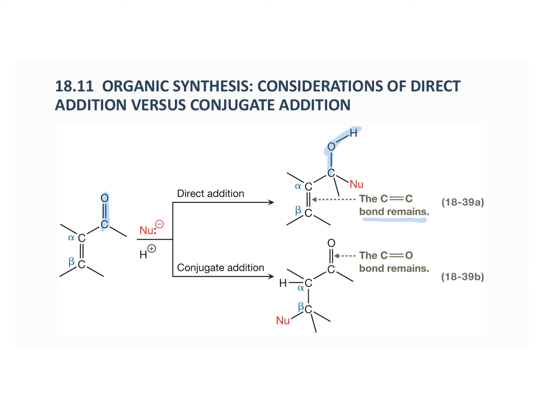On the other hand, with a conjugate addition, this double bond between the alpha and the beta carbon is converted to a single bond, and the C double bond O remains unaltered. So when you're undoing a direct addition or a conjugate addition in retrosynthetic analysis, be sure to look for the clues that can help you figure out which type of reaction is going to occur.